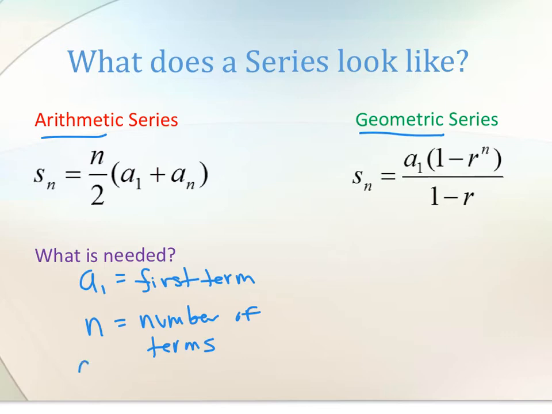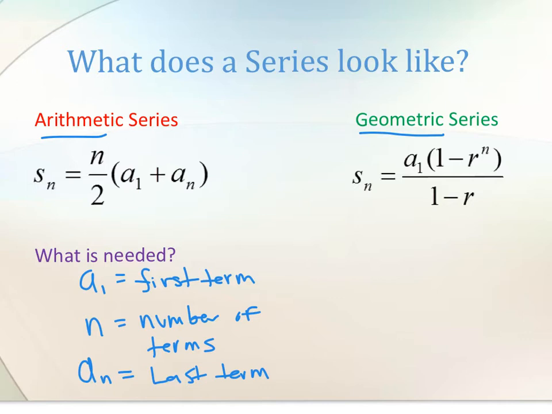Now, the last piece of information, a sub n, is going to end up being our last term. So basically, when we look at this, we have our first term, we have our last term, and then we take how many terms we have and divide it by 2. We're basically taking all those terms and adding them together. We know what happens in between all of them, and so we're just adding that together.